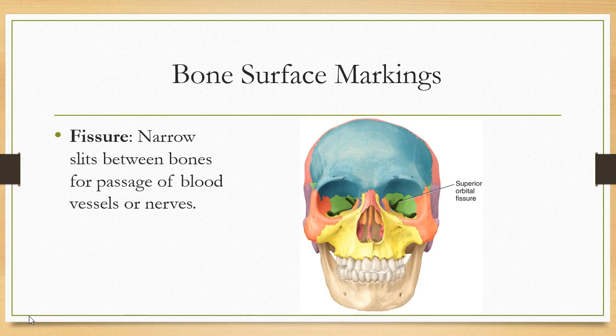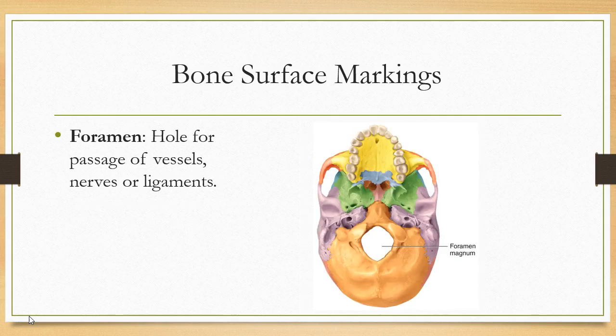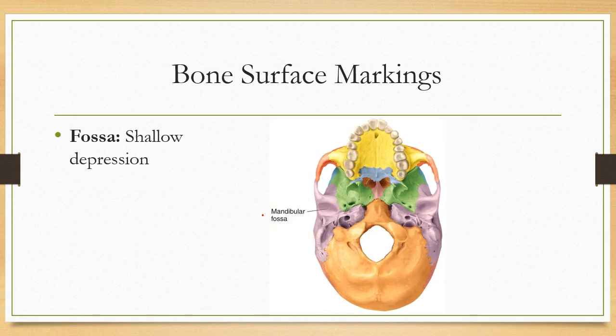Fissures are going to be narrow slits between bones for passages. Foramen. We will see several foramen, so do pay attention to these. This large one that we see here, that is a circle. That is the foramen magnum. This is where the spinal cord exits the skull. Okay, and we'll see a couple more later on.